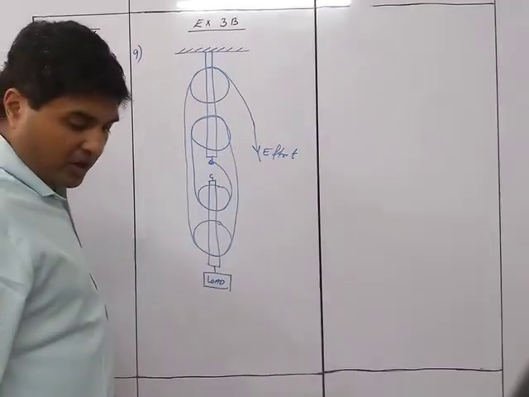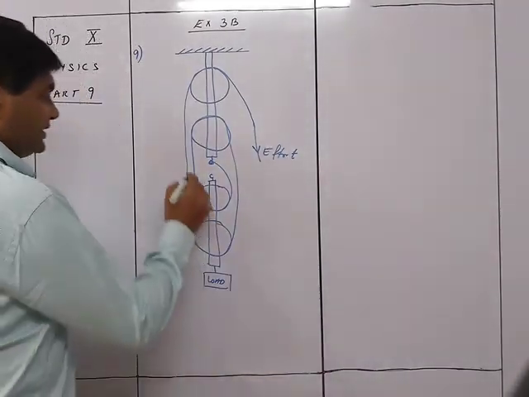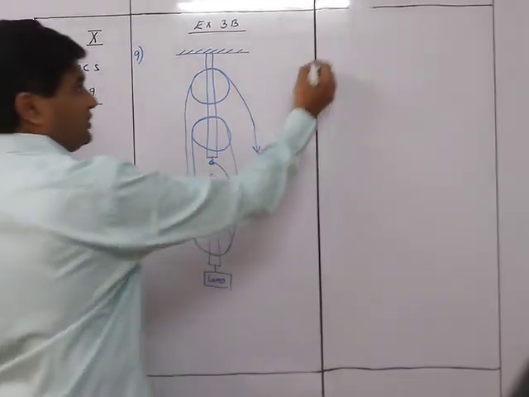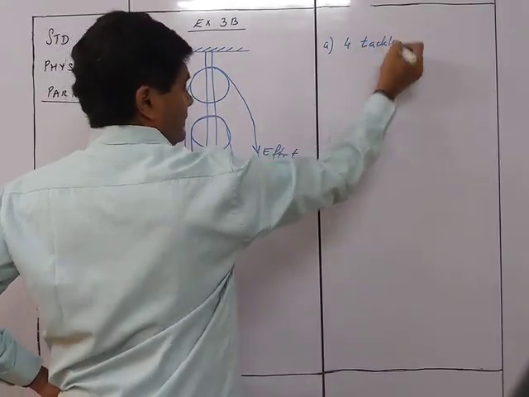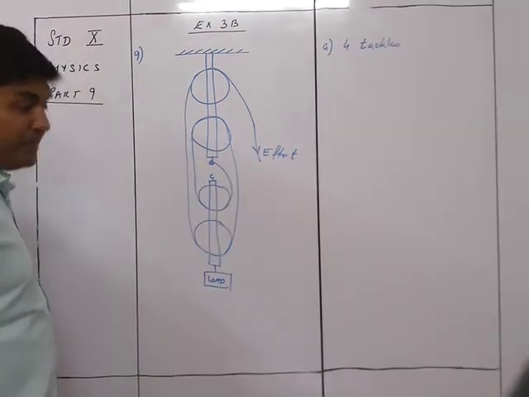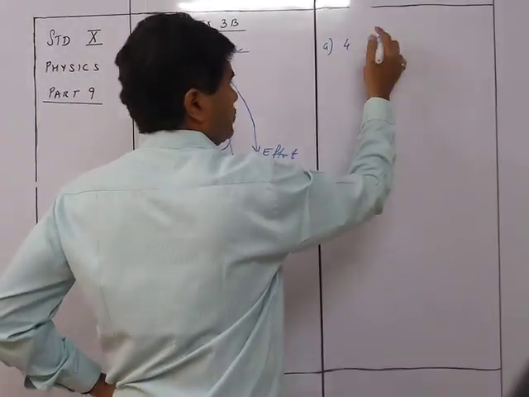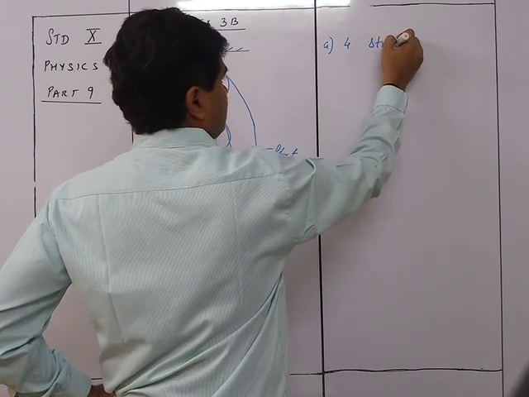Now first thing, how many strengths of tackle are supporting the load? So it is 1, 2, 3, 4. So the first answer is 4. Okay, so how many strengths? It's 4 strengths, not tackle. Tackle is 1 only. 4 strengths.